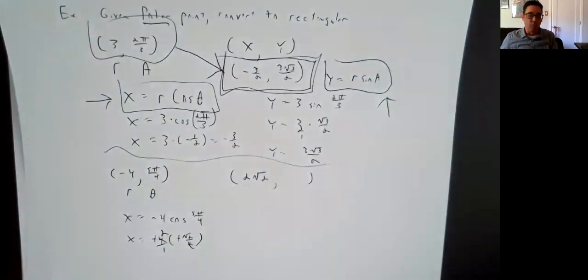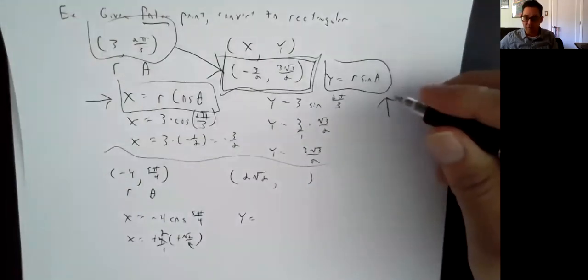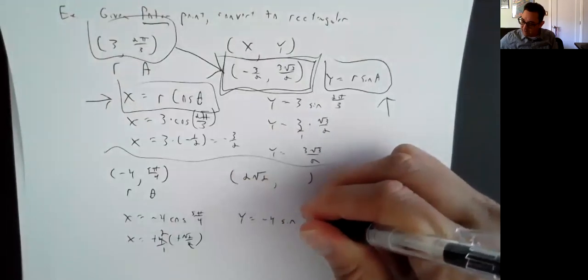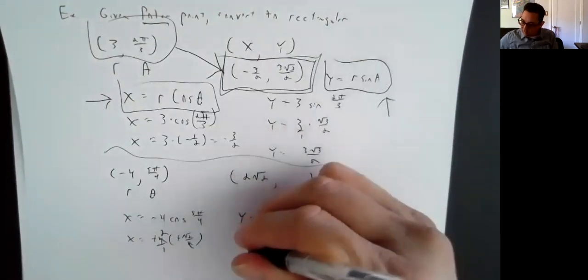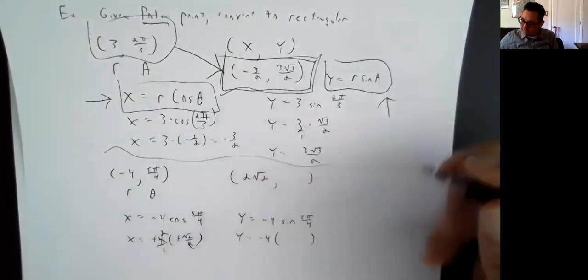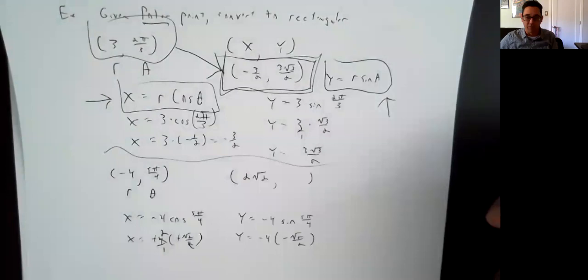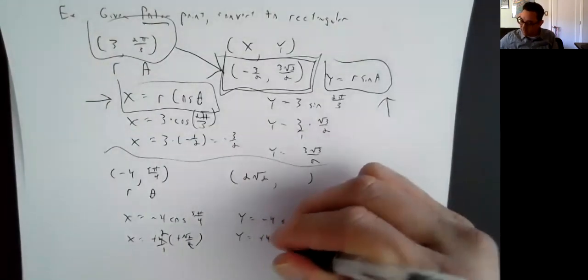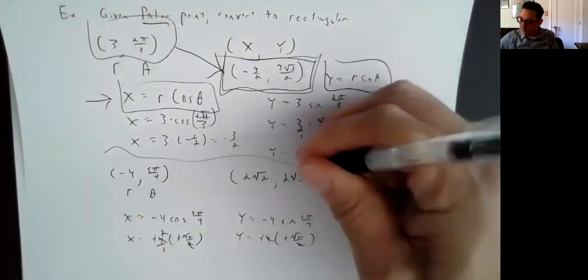I still got to find the Y value. Okay, so the Y value, use this formula up here. So Y equals R, which is -4, this time times the sine of 5 pi over 4. All right, well, -4 times, and the sine of 5 pi over 4 is also -√2 over 2. And that's the same thing, right? The negatives are going to cancel. 2 goes into 4 2 times, and we turn out to get the same point.